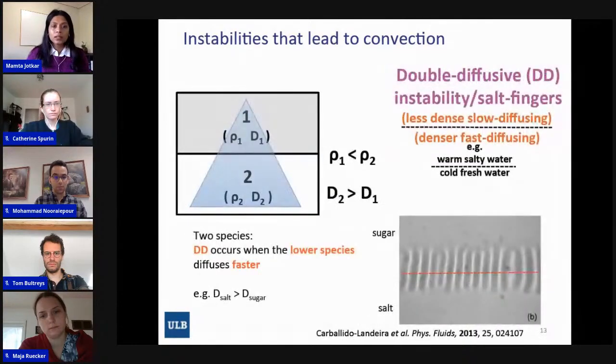Now, in a stable density stratification, it is possible to trigger convection when the species diffuse at different rates. For example, when the bottom species is fast diffusing, it gives rise to double diffusive convection. In these experiments, salt at the bottom diffuses 3 times faster than sugar and gives rise to this thin, long fingering pattern. This type of instability is also known as salt fingering in oceanography, and it occurs when warm salty water lies on top of cold fresh water.